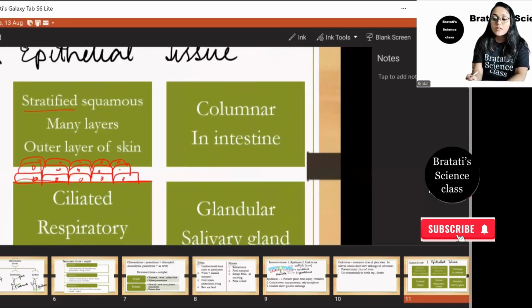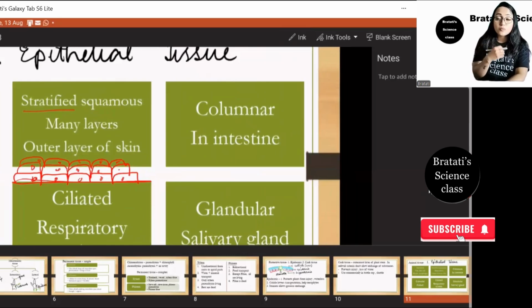Next, columnar epithelium, which is present in our small and large intestine, where the cells on the baseline create the column look. These are the columns, and these are the nucleus.